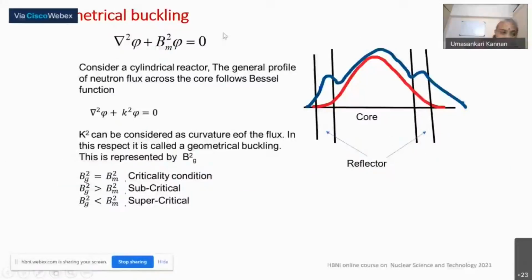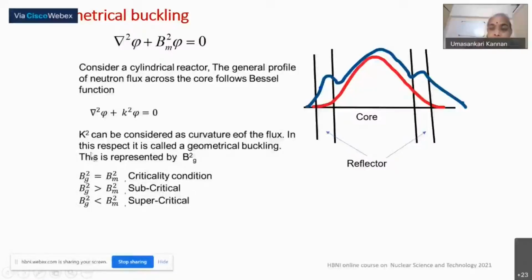And the equation we already know is del square phi plus Bm square is equal to 0. So the general profile follows the Bessel function, and you can see the similarity in the mathematics, which is del square phi plus k square phi is equal to 0, and k square can be considered as the curvature of the flux. In this respect, it is also called geometrical buckling and is represented by Bg square. So when Bg square is equal to Bm square, we have a critical condition, and when Bg square is greater than Bm square, we have subcritical, when the material is less than what is required for criticality, so it is a subcritical system.